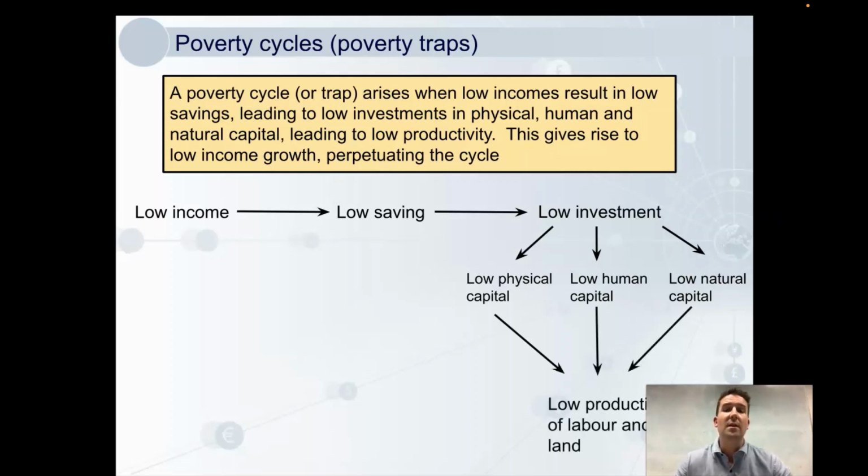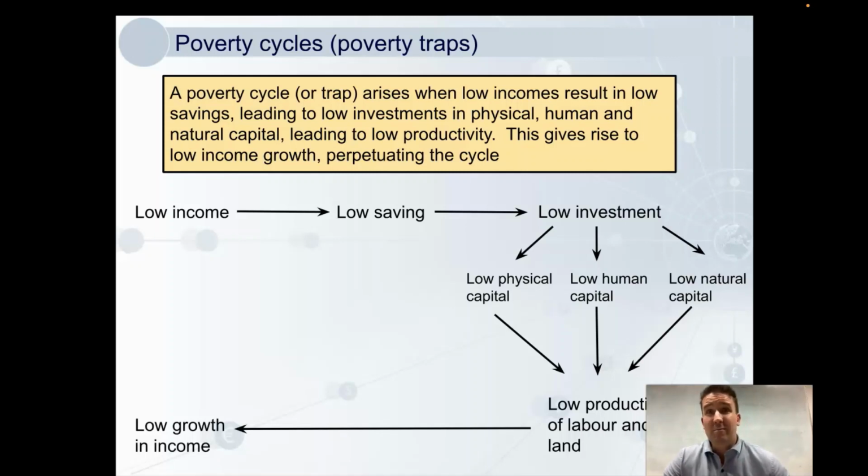So what happens is we get this low productivity of labor and land, so we don't get much economic activity. This leads to low growth in incomes. And if we're not growing from our low incomes, it just takes us right back to the start, to the low incomes. It's a perpetuating cycle. We need to find ways to break that cycle. Escape the trap.